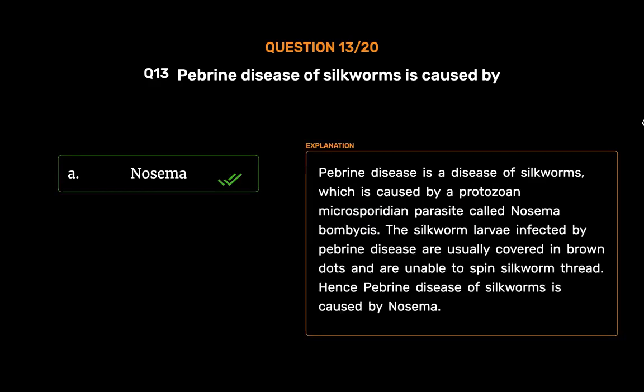Nosema. Pebrine disease is a disease of silkworms, which is caused by a protozoan microsporidian parasite called Nosema bombycis. The silkworm larvae infected by pebrine disease are usually covered in brown dots and are unable to spin silk thread. Hence, pebrine disease of silkworms is caused by Nosema.